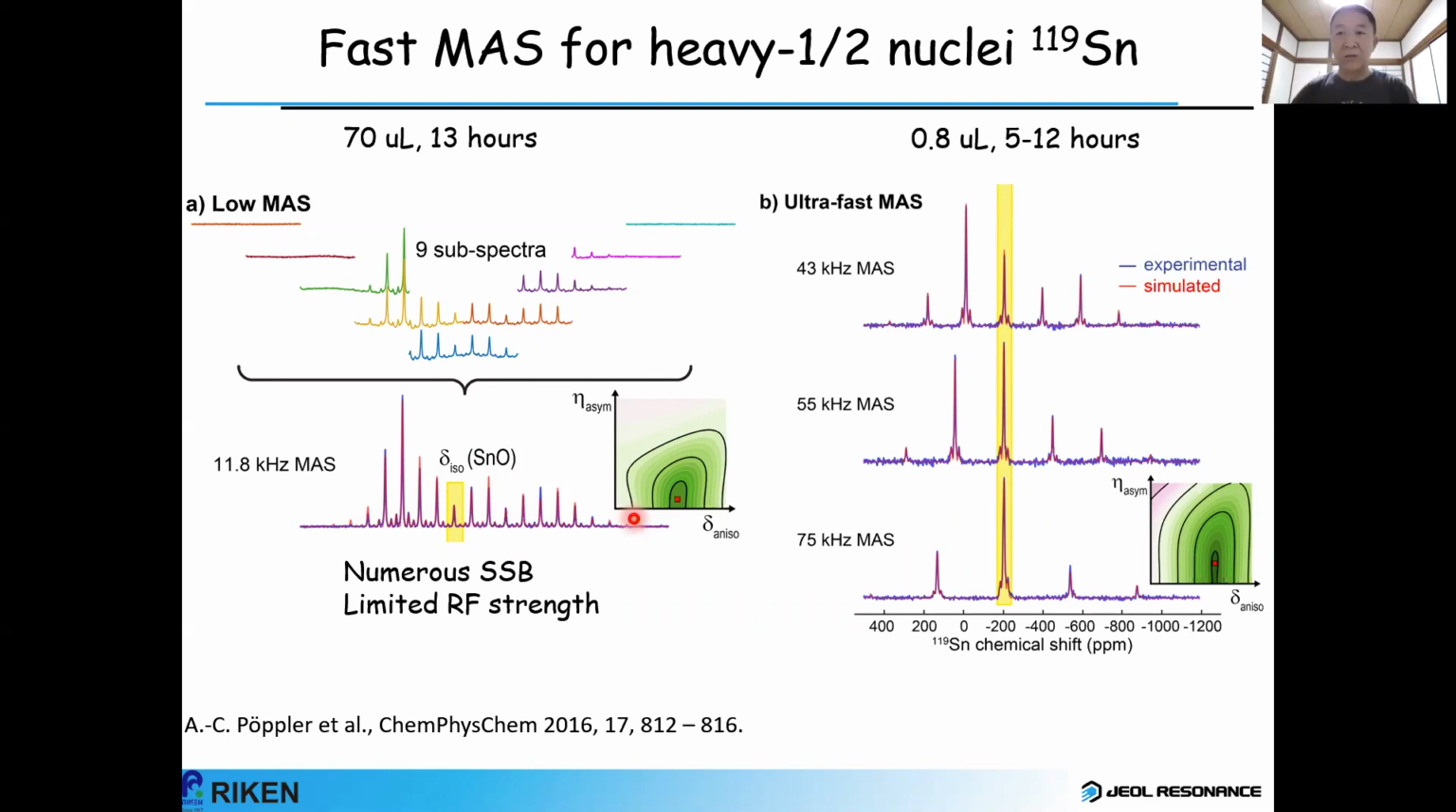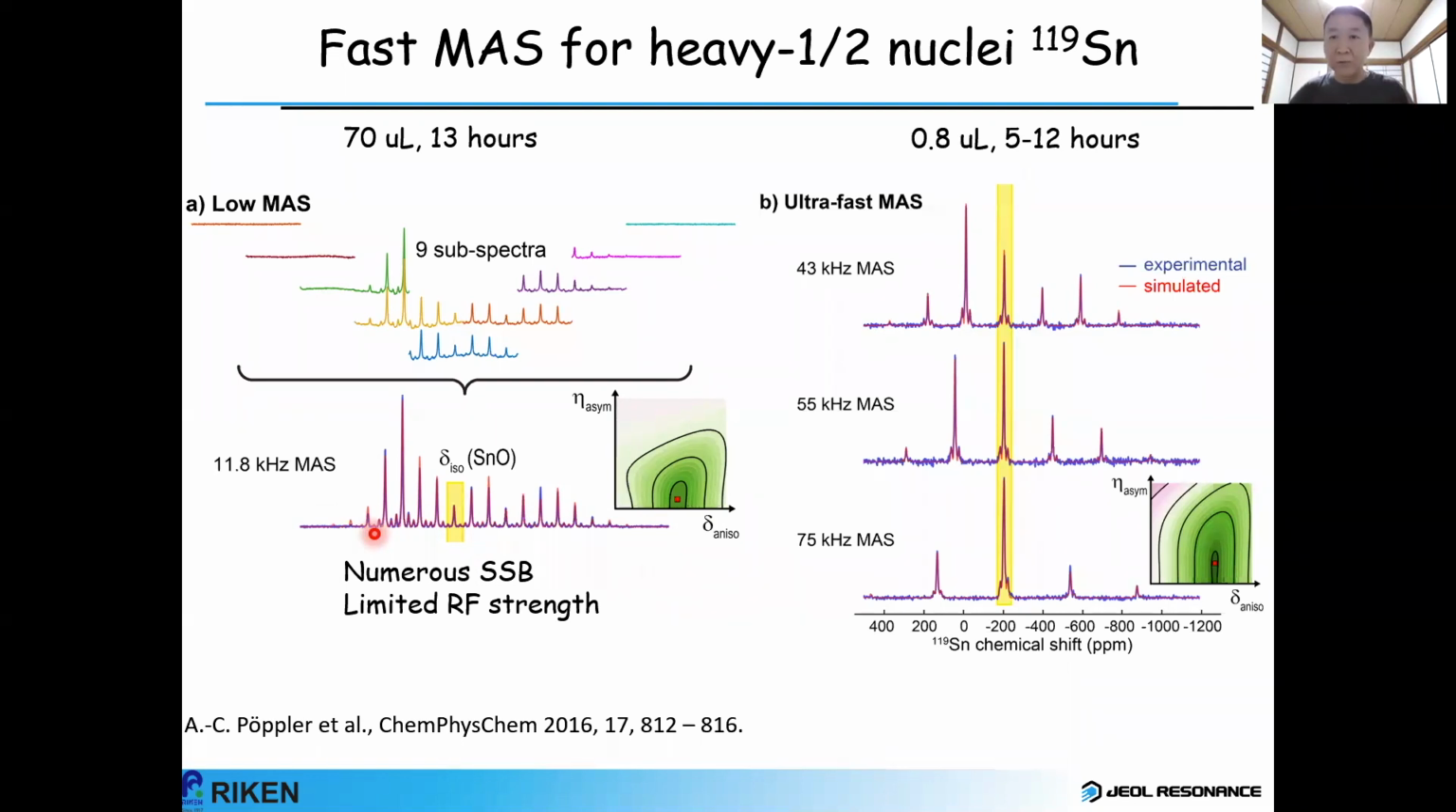In addition to that, it is quite difficult to find where the isotropic chemical shift is. In this case, the isotropic chemical shift is here, but we have to change the spinning frequency to find where the isotropic chemical shift is. Or maybe we can simulate it by fitting the line shape. But anyway, this is a bit time consuming.